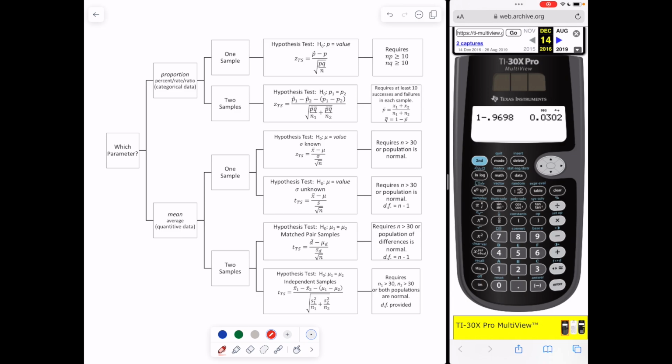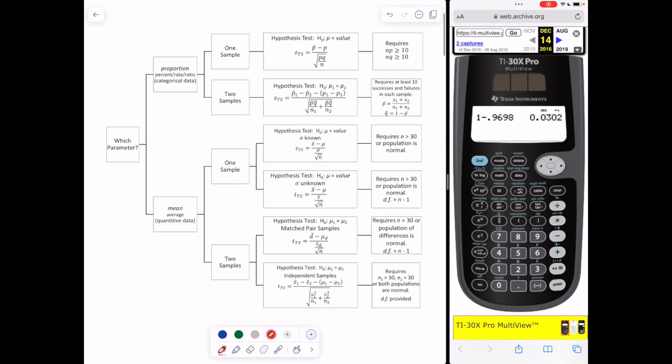Okay, so I just want to take a quick second to talk about our little flow chart here. The big idea is, first of all, what's the parameter? The parameter is either a proportion or a mean. Sometimes we don't use the word proportion. Sometimes we say percent or a rate, like an approval rate. These are all proportions or percentages. And means, I think, are averages.